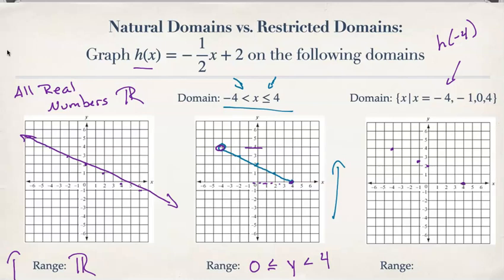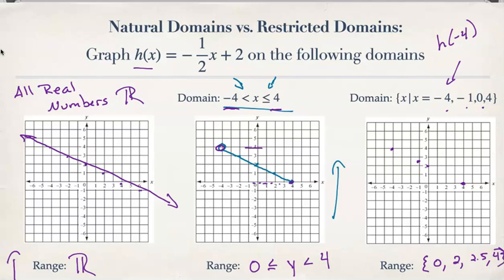Again, I'd be tempted to connect those points, but my domain is only asking me for these 4 points, not the entire space between them. So this second graph is between negative 4 and 4. This one is just listing out specific values: negative 4, negative 1, 0, and 4. That's it. So the range of this is 0, 2, 2.5, and 4.